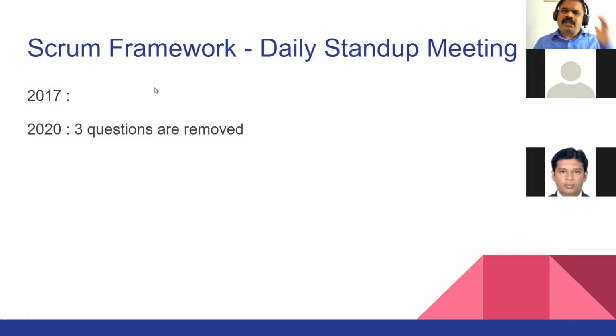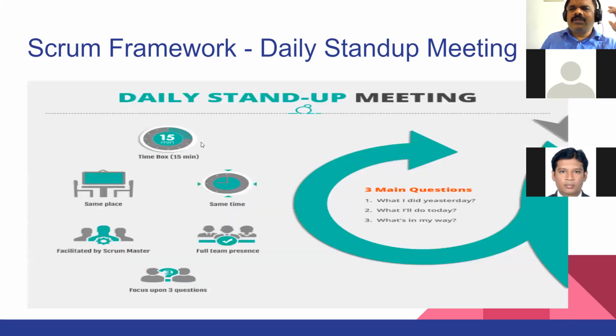So in 2017, there were 3 questions. The main questions are: what I did yesterday, what I'll do today, what is in my way. And it is a 15 minutes time box, same place, same time, facilitated by Scrum Master, full team presence, focus on 3 questions. In 2020, they suggested you don't need to go with this format. Whatever format will work for you, use it. That's what they mentioned in the daily stand-up meeting.